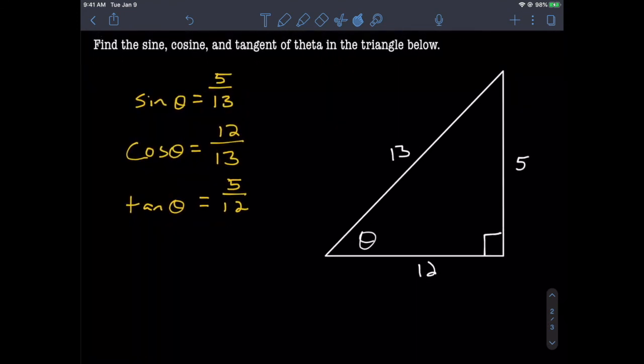If you're trying to find the sine, cosine, or tangent of an angle in a right triangle, then first figure out what angle you're dealing with, use it to identify what your opposite, adjacent, and hypotenuse sides are, and then use the appropriate fraction from SOHCAHTOA. Hopefully that helps. I think it's pretty easy.